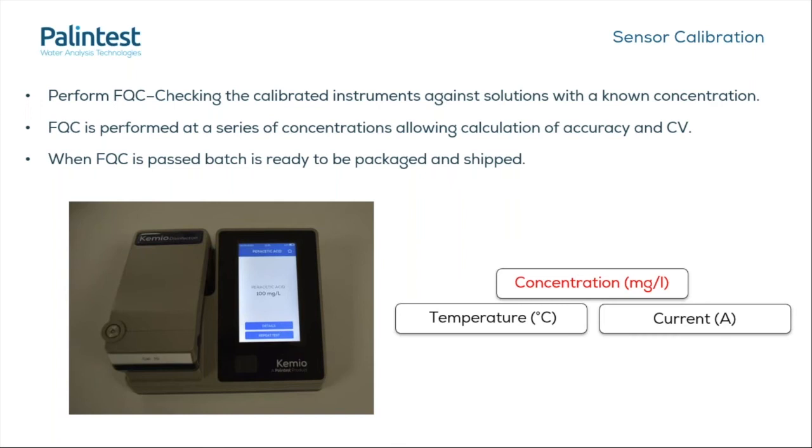So in this instance, we know the temperature, we know the current from the instrument, and then that data is fed back through the calibration to give you an on-screen concentration result. So the sensors only get shipped out to the customer once they're fully calibrated and have passed this final quality check to ensure that they are accurate and precise.